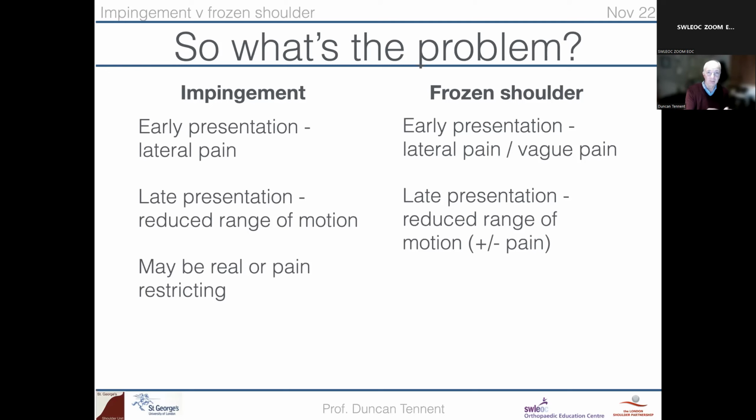And late impingement, so if it's been knocking around for a while, can get stiff. That may be pain protection. It may just be that it all gets inflamed. So you can see that actually, if you get a very early frozen shoulder, you look down your algorithm, you go, it's not stiff, it's not a frozen shoulder. You treat them as impingement.